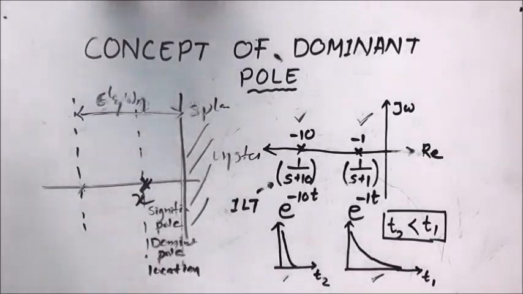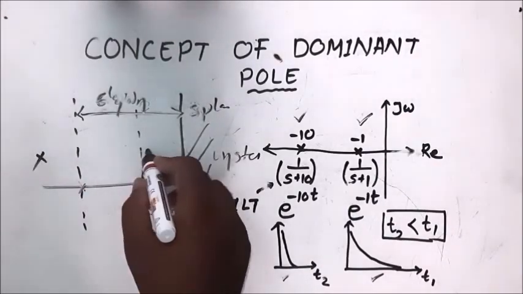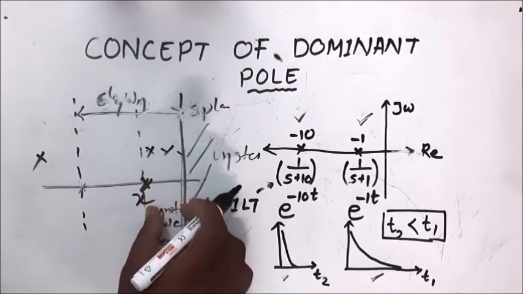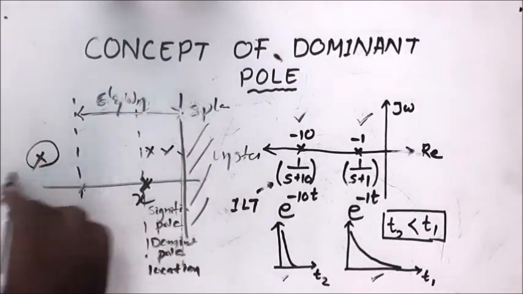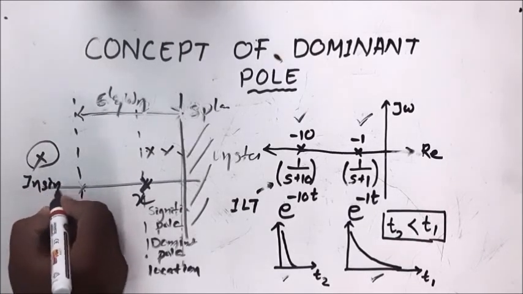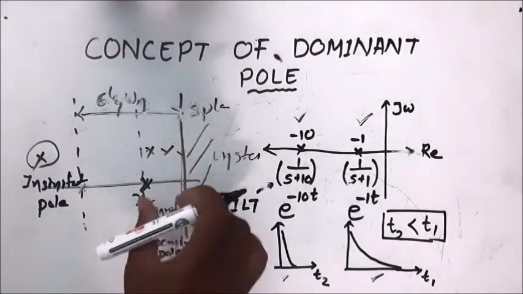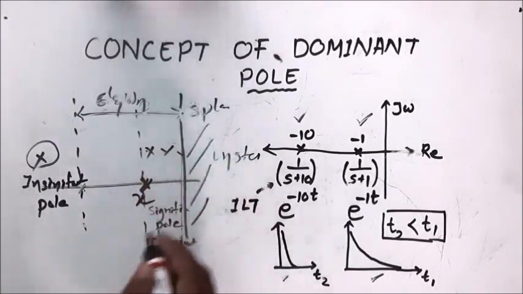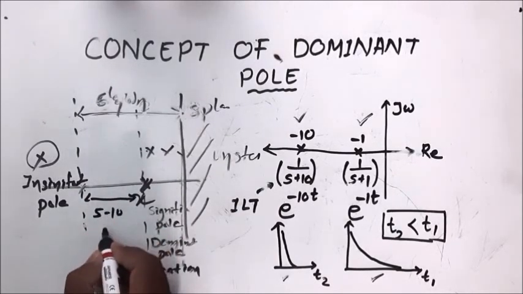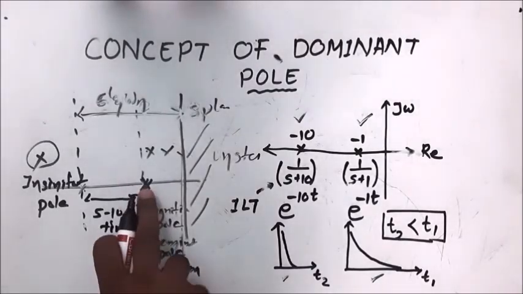Or we can say that if a pole lying here is more than 5 to 10 times farther, lying in this region, then this pole is called an insignificant pole. And the pole lying in this region is called a dominant pole. So we can write this as 5 to 10 times. Clear? So there is no perfect value for this.